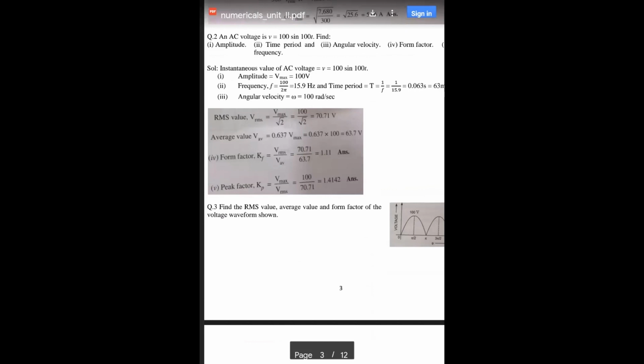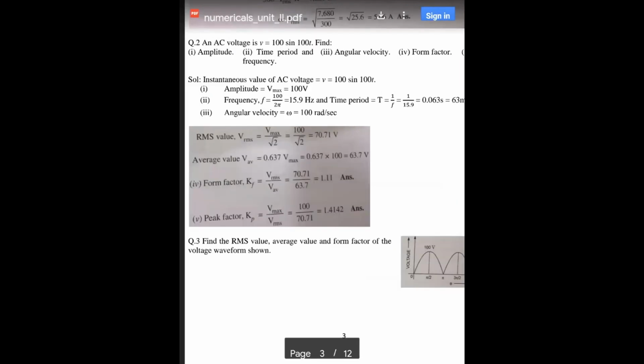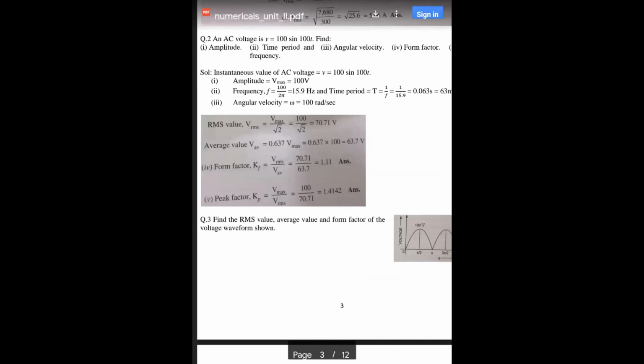Next numerical, here the instantaneous value of the voltage is given as 100 sine 100 t, and we have to calculate different parameters like amplitude, time period, frequency, angular velocity, form factor, etc. Okay, so here there is the direct application of the formulas. We just have to remember the formulas and apply them. Okay, so the instantaneous value of the voltage is given.